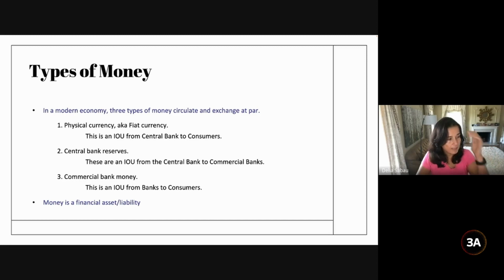Let's make that a little bit more precise. If you have money floating around, you probably have a bank account. Consumers who have cash put it in a bank. What does the bank do with it? Well, banks don't keep all that cash in the vault.